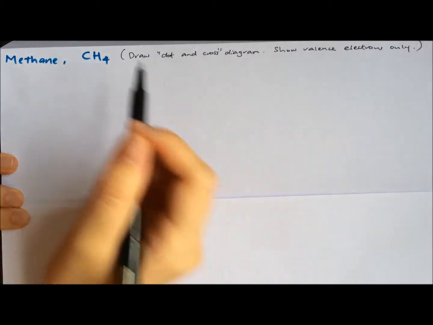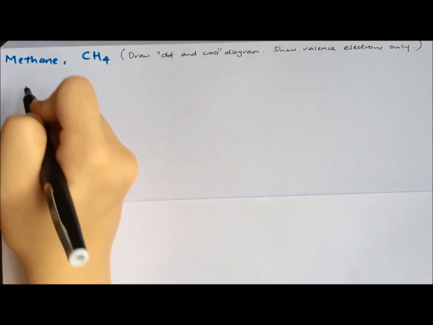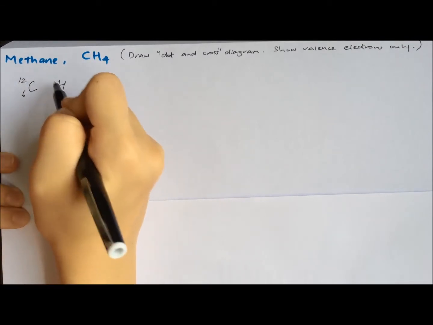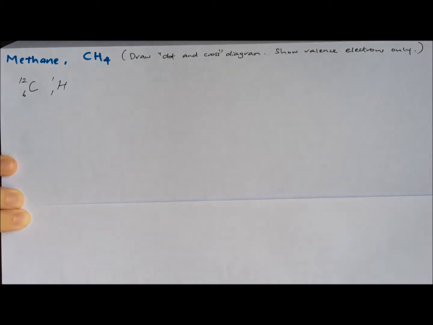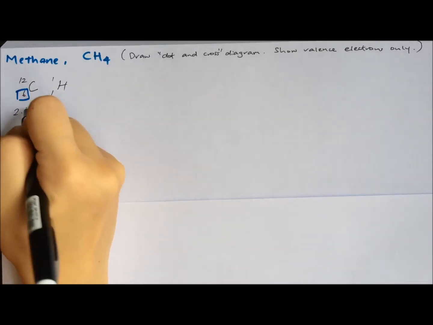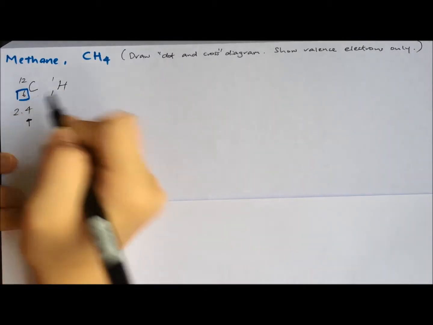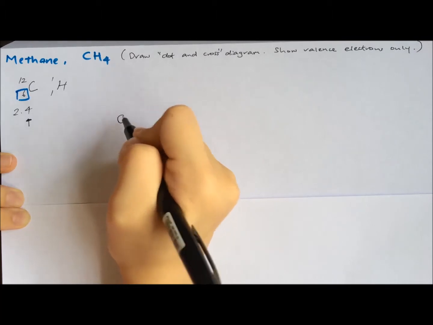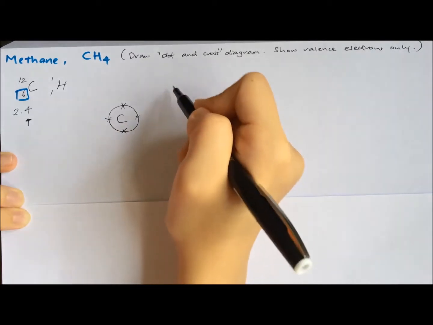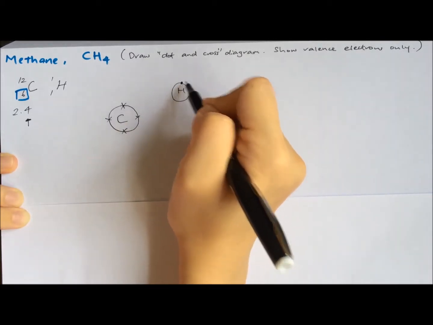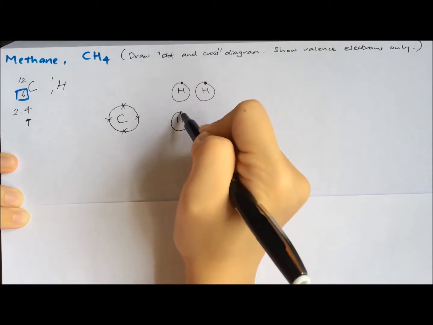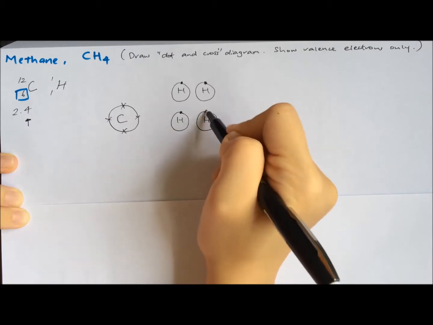The next part is methane. Methane is made up of carbon and hydrogen, both are non-metals, so it's a covalent compound. So look at the periodic table. Carbon has 6 electrons, hydrogen has 1 electron. Here again they say show valence electrons only, so it's 2.4, so we only draw the 4 electrons. So carbon, since we use all crosses, hydrogen, CH4, we need to draw 4 hydrogen, 1 electron each, all dots.